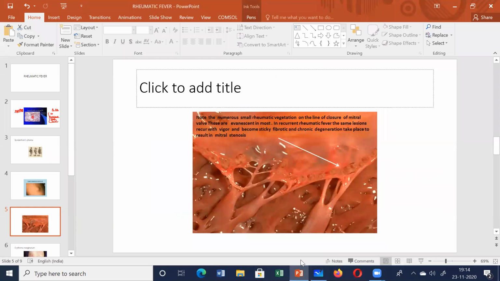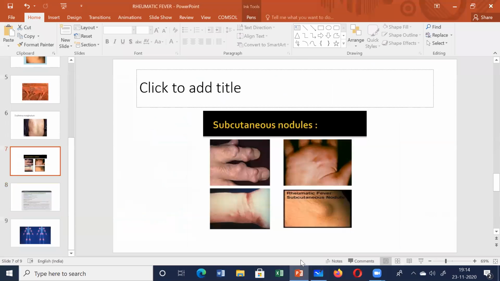First, I told you about the arthritis, then I told you about the carditis. Next, let us talk about the subcutaneous nodules. The patient develops small, painless nodules, and this is usually associated with severe carditis. The nodules develop several weeks after the onset of carditis. So here you can see, look at this nodule. This is quite a big nodule.